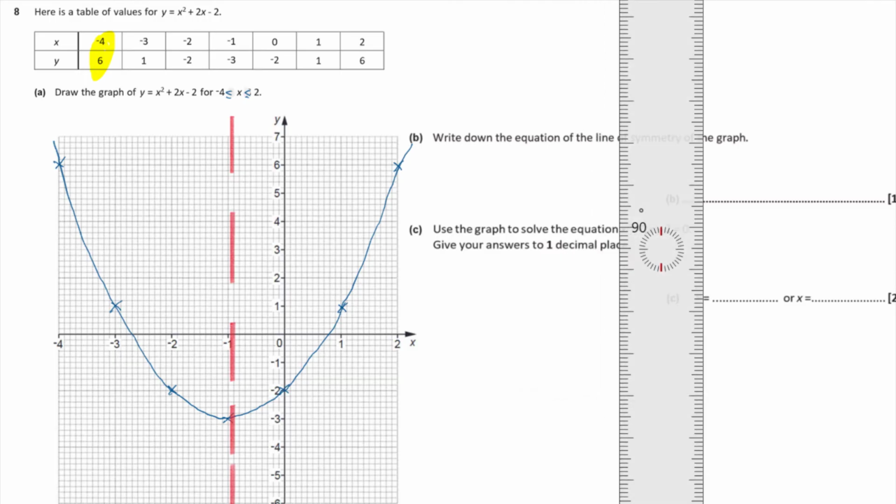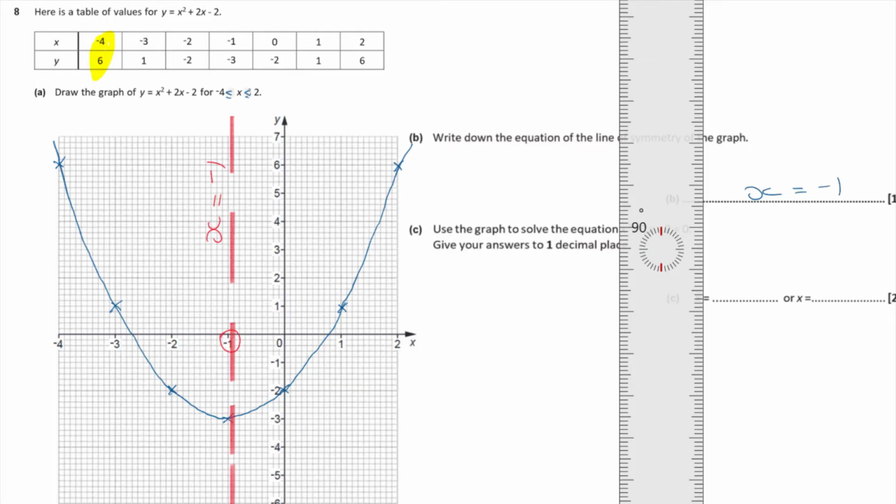Okay, now what is the equation of that line? Now any vertical line is going to have the equation x is equal to something, and that value is the value it passes through the x-axis. In this case it's minus 1. So this is the line x is equal to minus 1, so that's my answer.